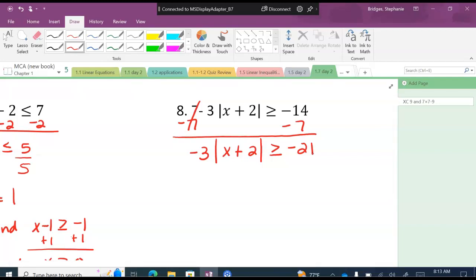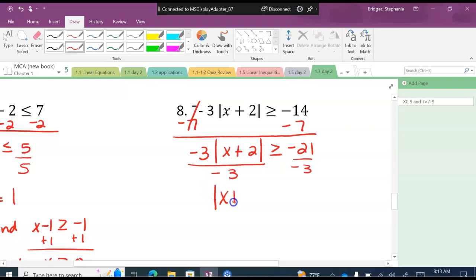Now what would I have to do? Divide by what? -3, but this is an inequality. So when I divide by that -3, what am I going to have to do? Flip it. This is a case where if we were to distribute instead of divide, it's going to change your answer. Because if you just distribute, you're not going to flip it. You're going to be using greater than, and that would give you the wrong answer.